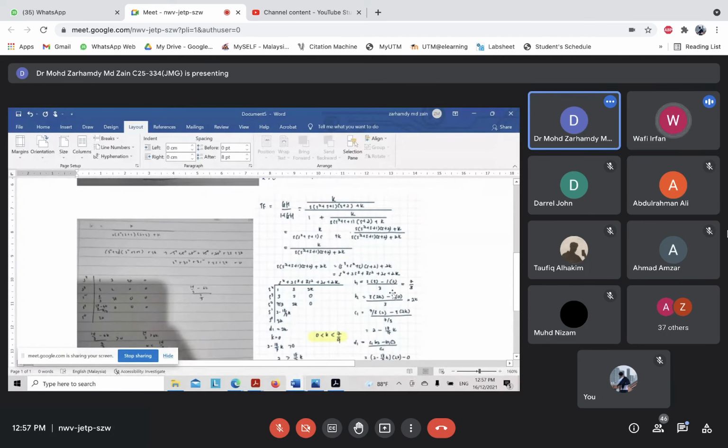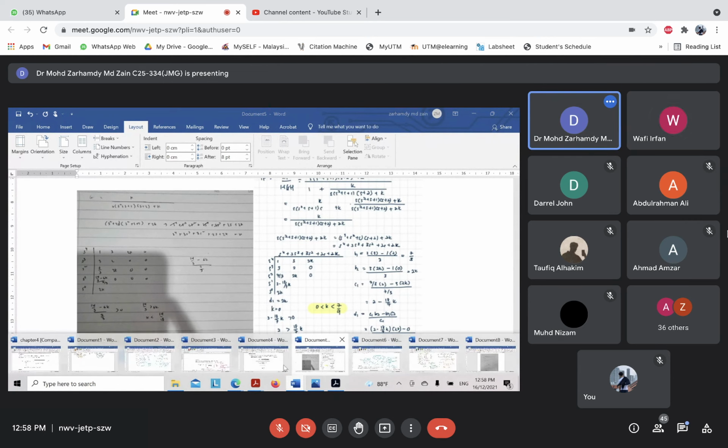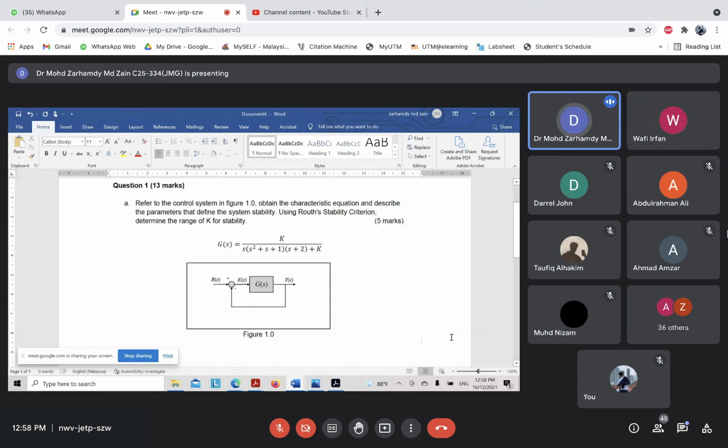Saya nak tanya mana datang 2K dekat S4 tu? Yang row S4, row paling atas sekali. S4 2K. Oh sini K. Macam mana dapat 2? Saya dapat K saja. Okey, 2K ni sebab macam ni.